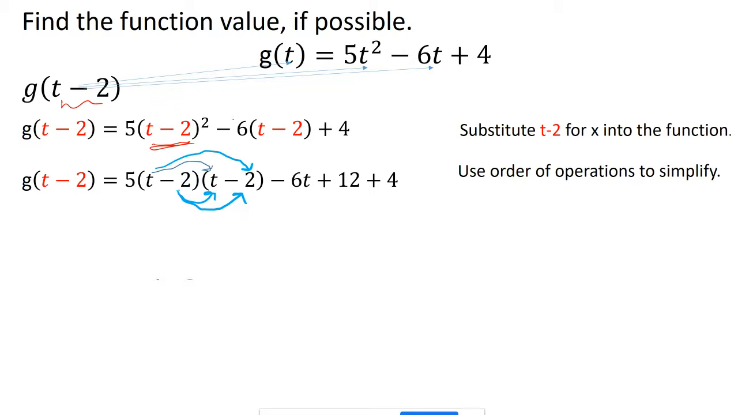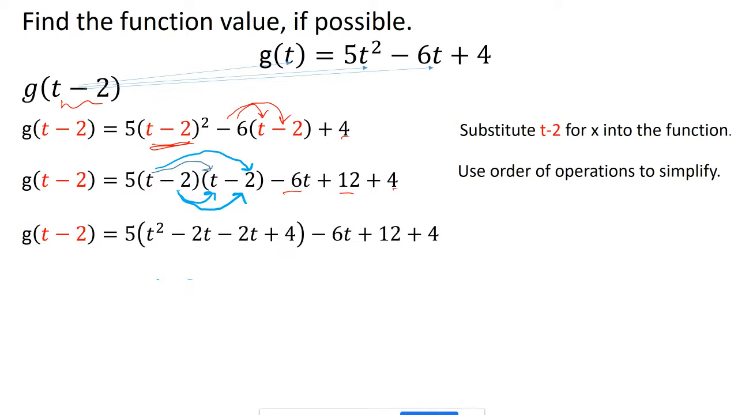FOIL. And I'm also multiplying negative 6 times t, gives me negative 6t. Negative 6 times negative 2 gives me a positive 12. And then you have your 4 here. Okay, so t times t is t squared. t times negative 2 is negative 2t. Negative 2 times t is negative 2t. And negative 2 times negative 2 is positive 4.